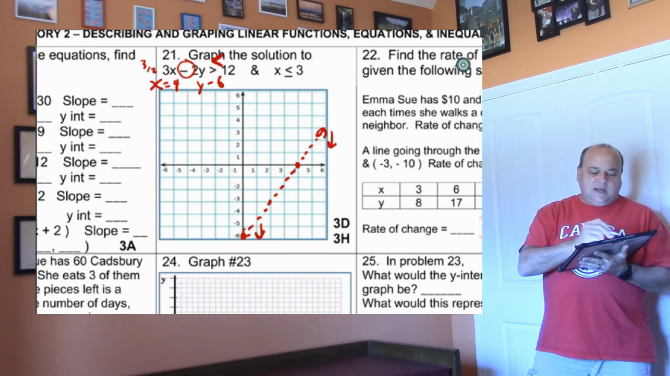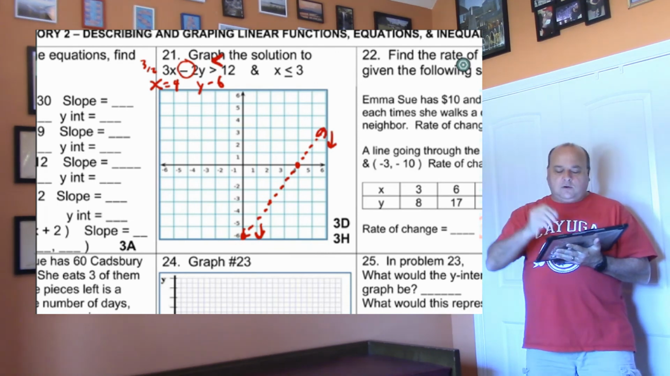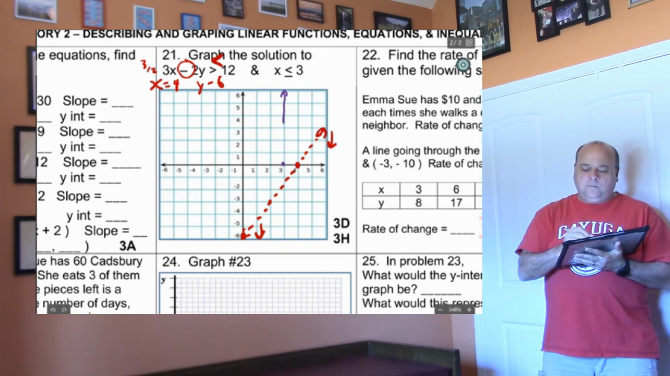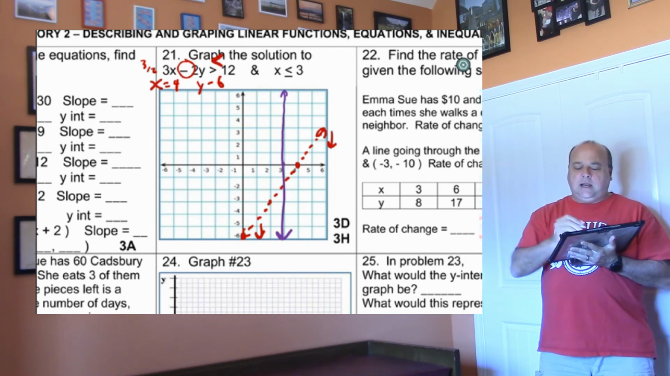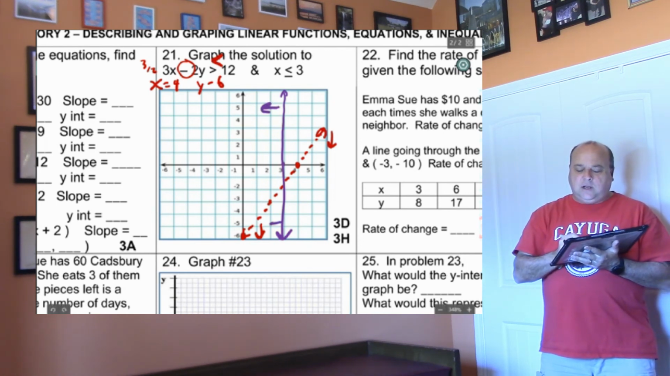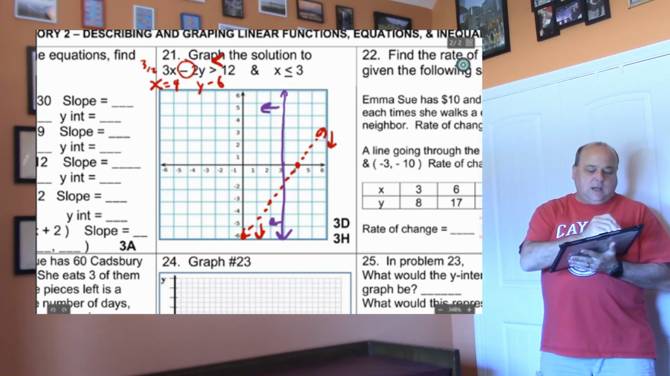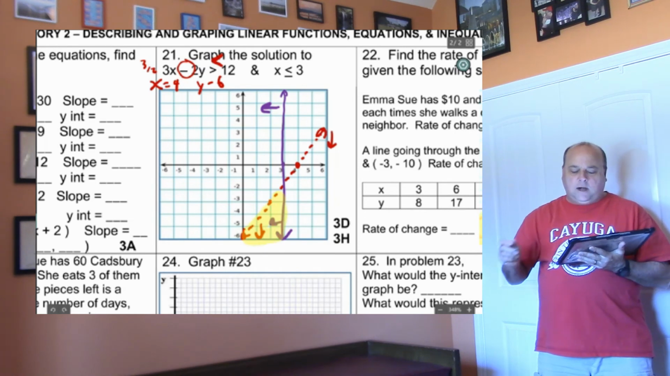Now then, let's graph the next line. x less than or equal to 3. It only crosses the x-axis at 3. It's going to be a solid line. And I want to be less than 3, so less than 3 is to the left. So the red line is shaded down, the purple line is shaded to the left. So I'm going to be shading in this part right here.